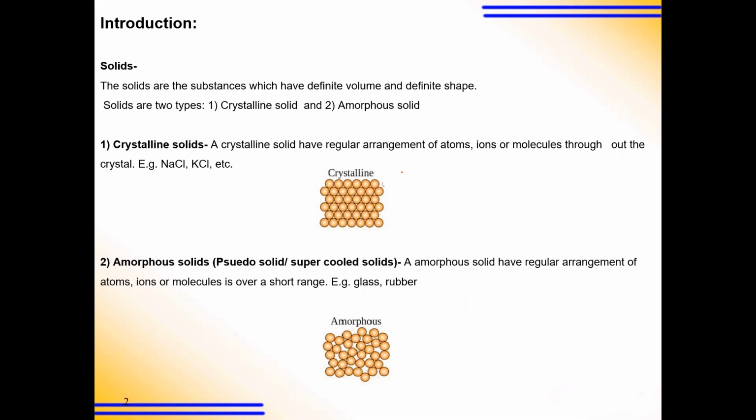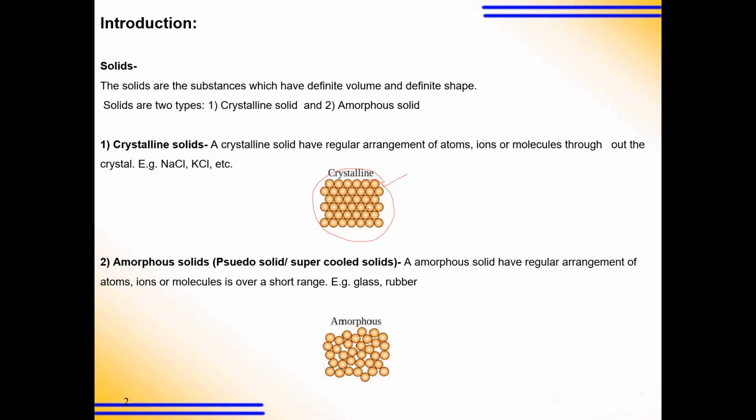Here these are the atoms, regularly arranged one by one, and the second layer is also regularly arranged one by one. So this is the regular arrangement of atoms, ions, or molecules in crystals. This whole thing is the crystal, and each and every atom is arranged in a regular manner.